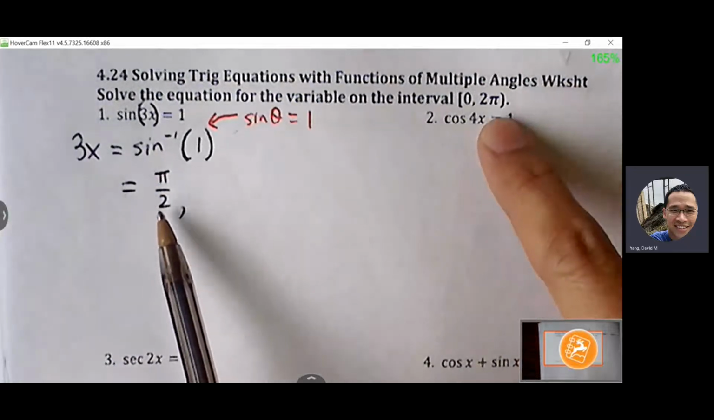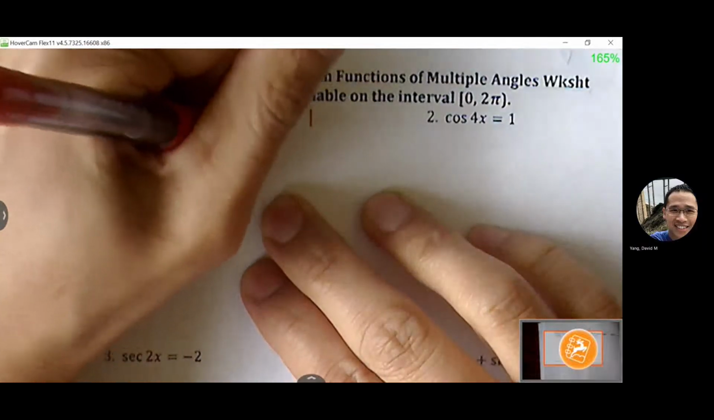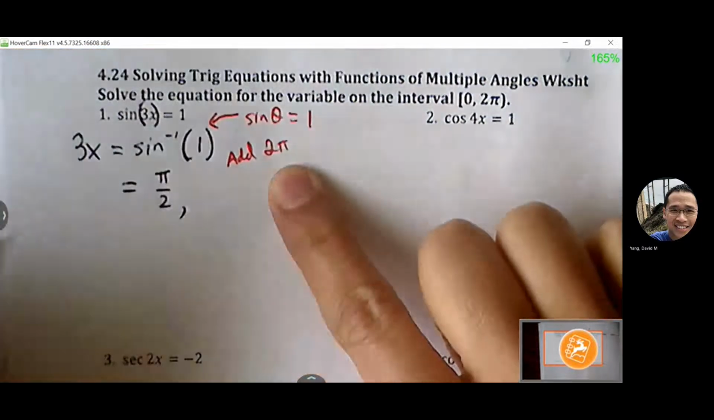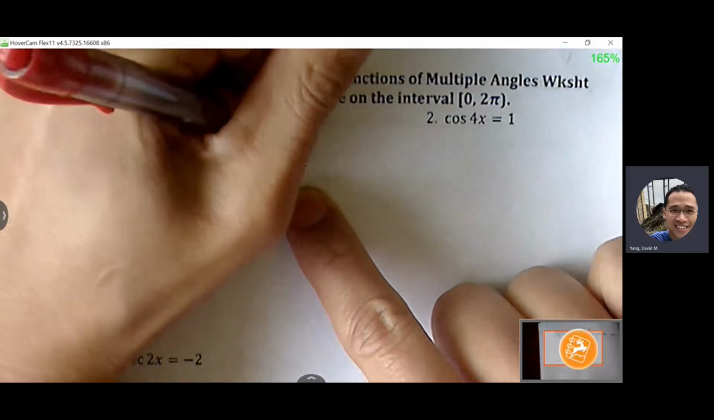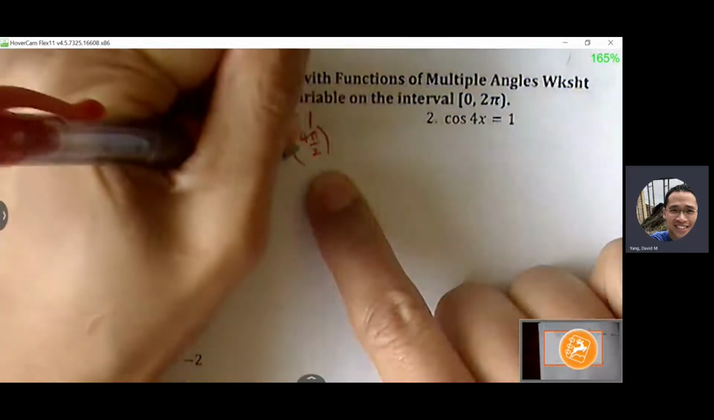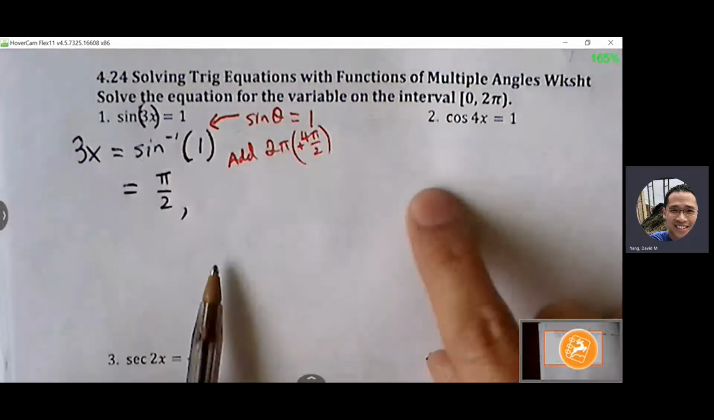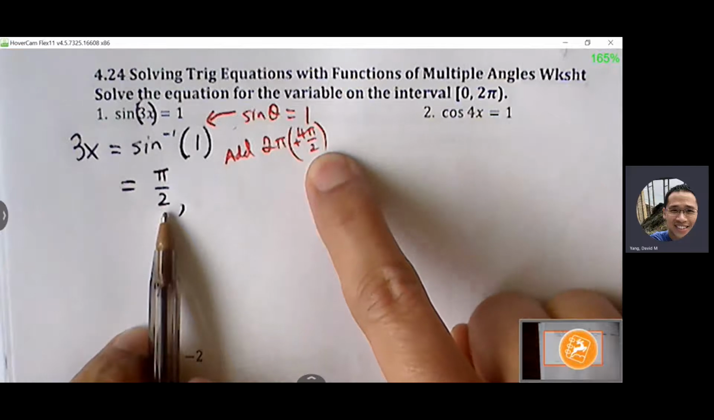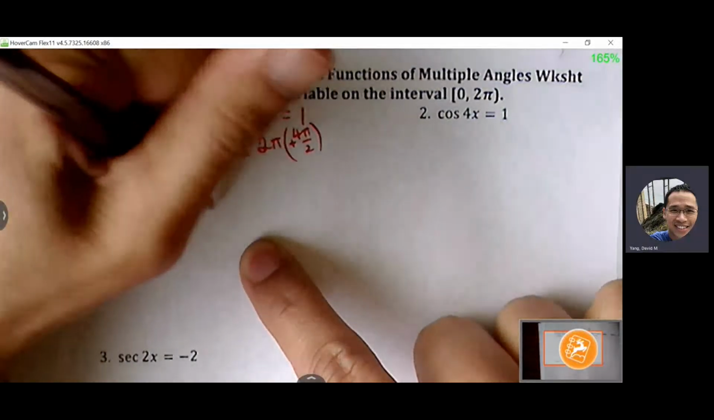So the way we find coterminal angles is we're going to add 2 pi. In this case, the common denominator will be 2, so 4 pi over 2. So we're going to keep adding 4 pi over 2 so that we have more than what we need. Okay, so what will the next value be? 5 pi over 2. Keep going.